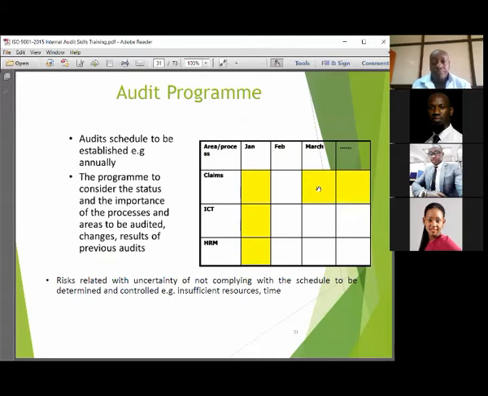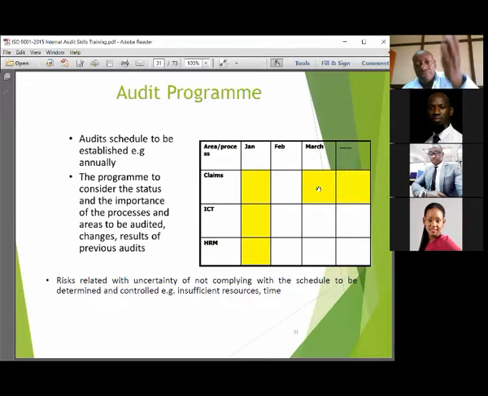So audit program, and a sample has been drawn there. So we need to remember the definition of audit. It's a systematic and documented process. So you have an audit program. Normally, you have a schedule, an annual schedule of when the audit will be done and which process will be audited. Just like you have seen there, there is claims.